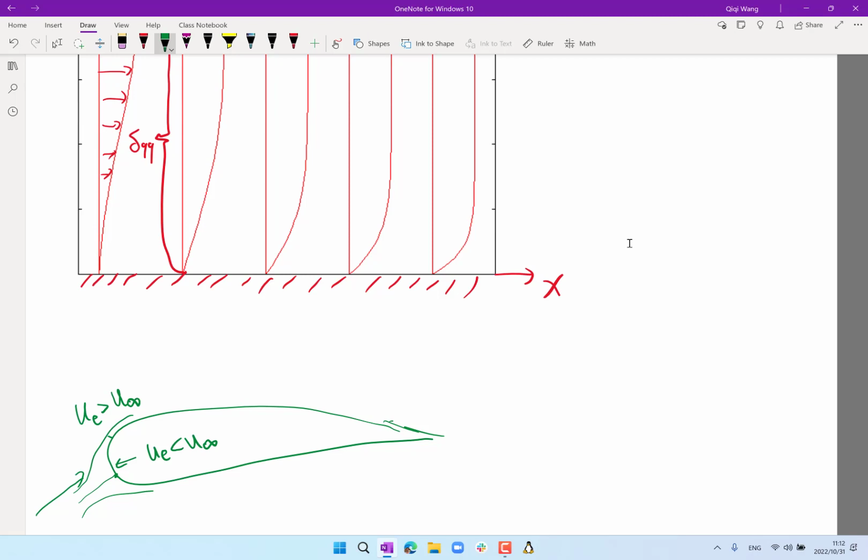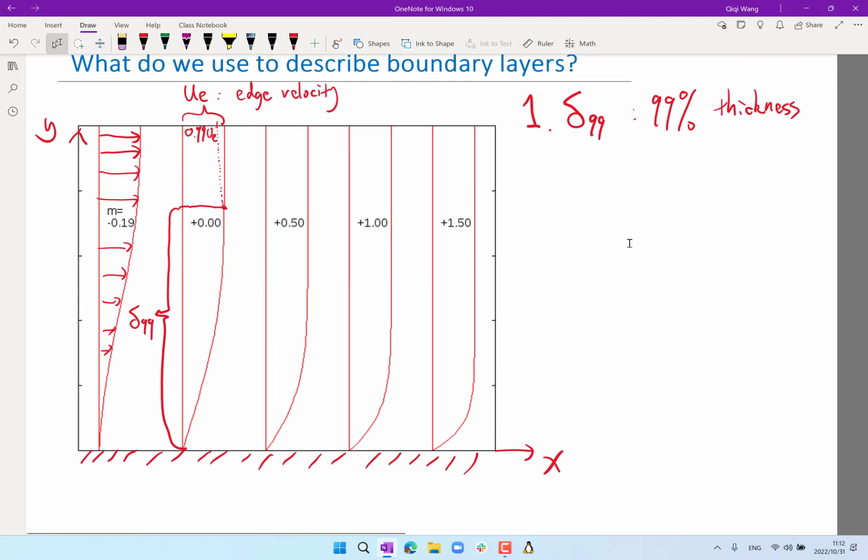But for a flat plate, when there is no variation, if the inviscid flow solution is just uniform, then UE is going to be equal to free stream. Okay, good question. Any other questions?